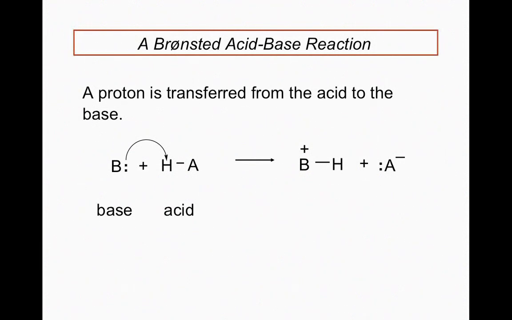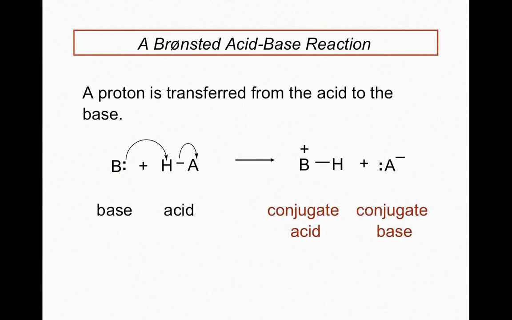This occurs with the simultaneous cleavage of the H-A bond, once again indicated with a curved arrow, which begins at the bond between the H and the A and points to the A in the acid, which receives the electrons. The conjugate acid in this reaction is the protonated base, and the conjugate base is the deprotonated acid. In effect, we can say that the acid donated its proton to the base to create the conjugate acid-base pair.